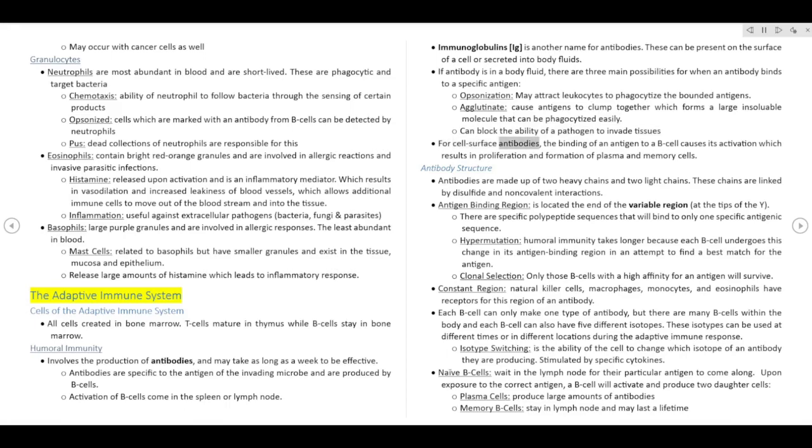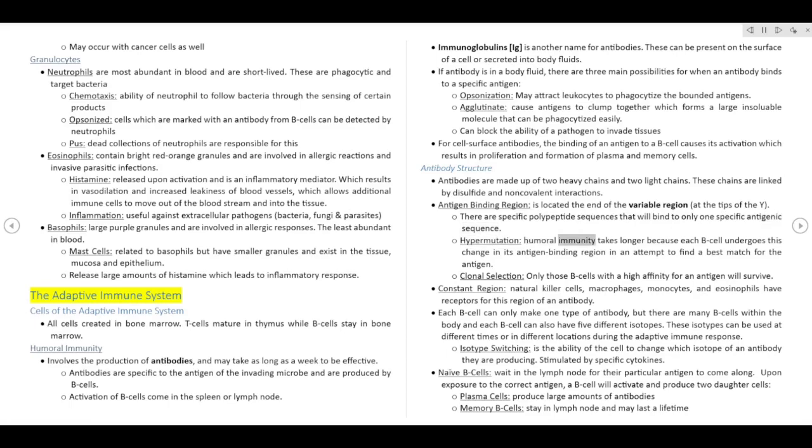For cell surface antibodies, the binding of an antigen to a B cell causes its activation, which results in proliferation and formation of plasma and memory cells. Antibody structure: antibodies are made up of 2 heavy chains and 2 light chains. These chains are linked by disulfide and non-covalent interactions. The antigen binding region is located at the end of the variable region, at the tips of the Y. There are specific polypeptide sequences that will bind to only one specific antigenic sequence.